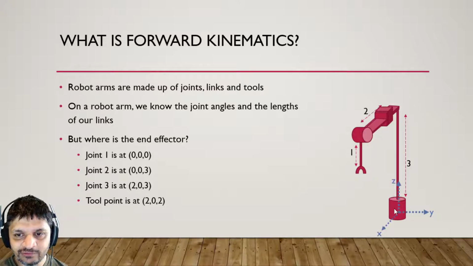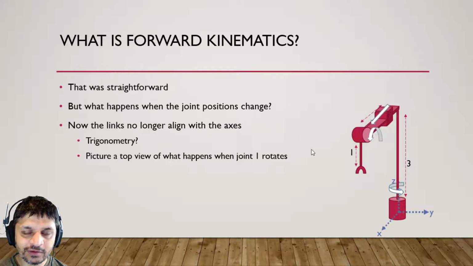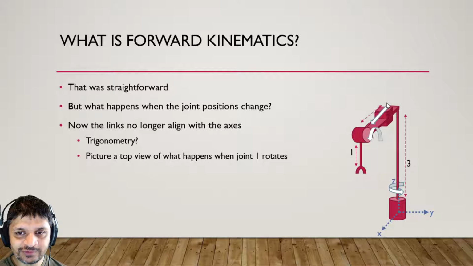So if we sort of say relative to this axis, where's the tool point? It's currently at 2, 0, 2. So that wasn't too hard, right? We just moved along the axes and we got to the end. But what happens when the joint positions change? So this is a revolute joint, so it can rotate. This is a prismatic joint, so it can extend. And this is a revolute joint, so it can rotate as well. So let's say these joints are in a different state, right? So there's been some rotation here, and some extension here. Then where is the tool point?